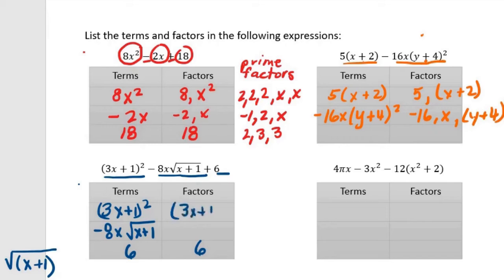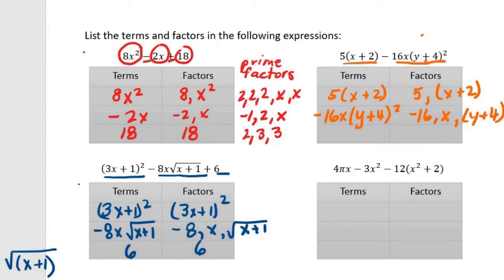3x plus 1, we could write this twice, so 3x plus 1 comma 3x plus 1, or it's okay to shortcut it and say that we simply have two of those by indicating that 3x plus 1 is squared. And then for the middle term, we've got negative 8 being multiplied by x, and that's being multiplied by the square root of x plus 1.